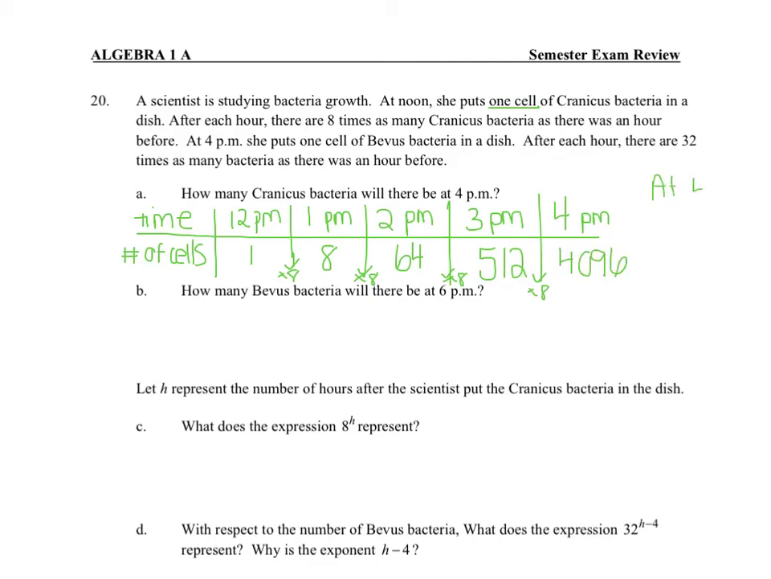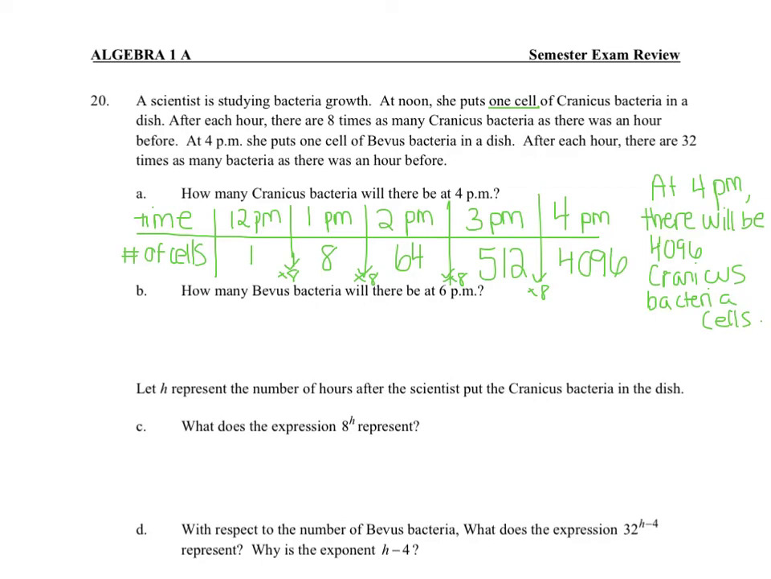So at 4 p.m., there will be 4,096 Cranicus bacteria cells.